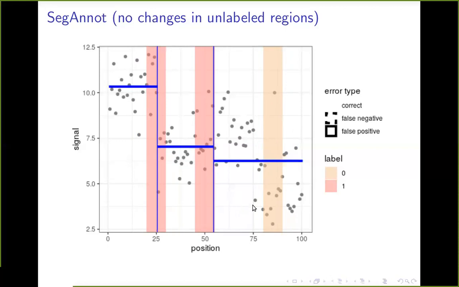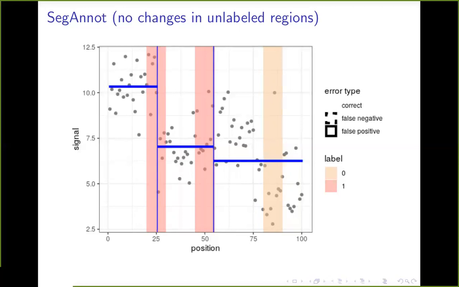For example, here you have a big change down from about 7 or 8 to about 5, right? But it's never going to be able to detect this change down unless you manually provide a positive label there. So that's the drawback of the Segano algorithm. It's good at fitting the given labels, but it's not good at predicting new change points in unlabeled regions.